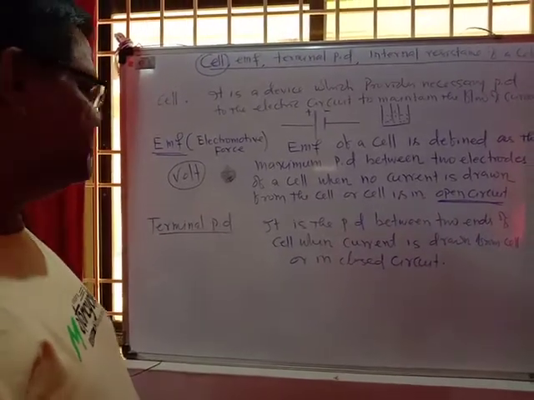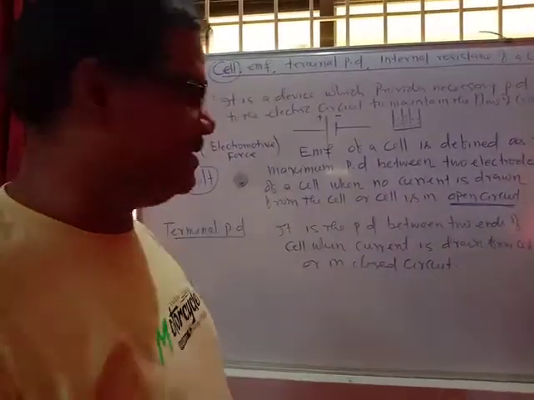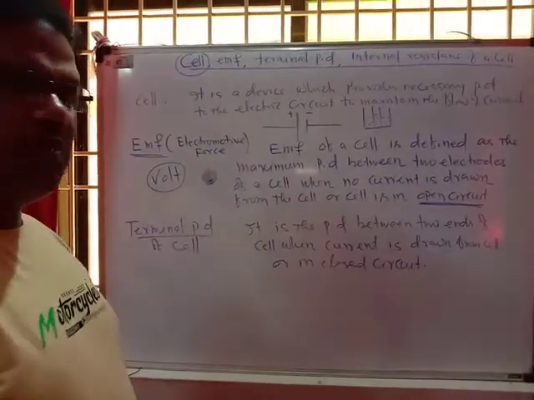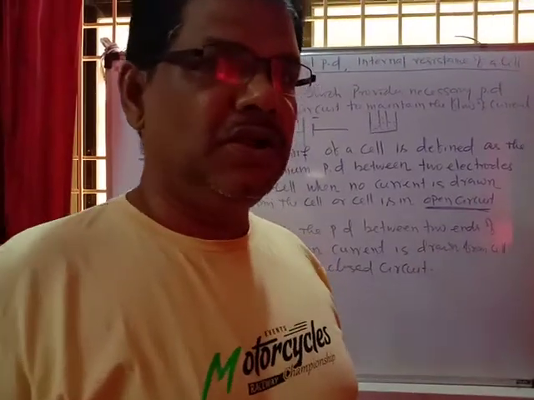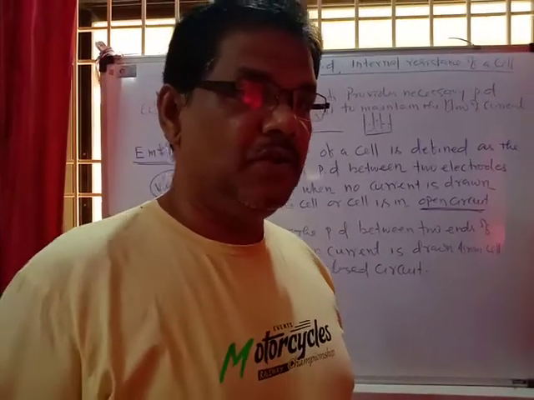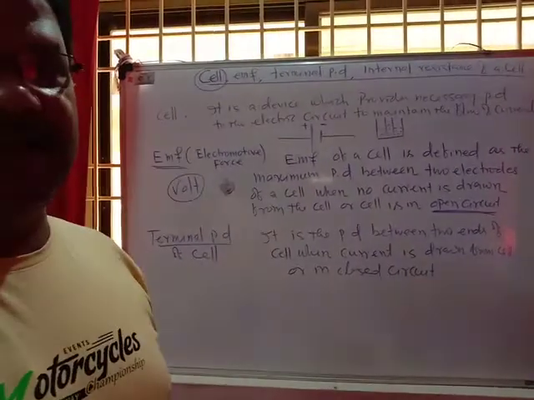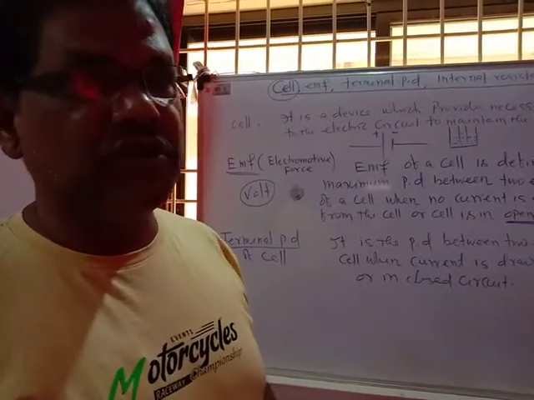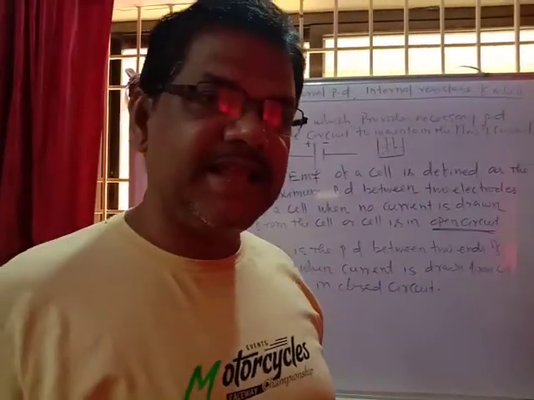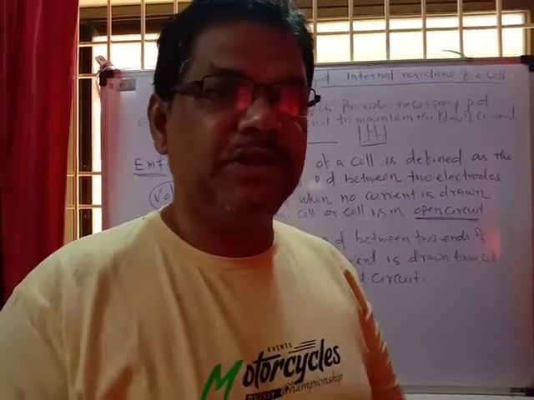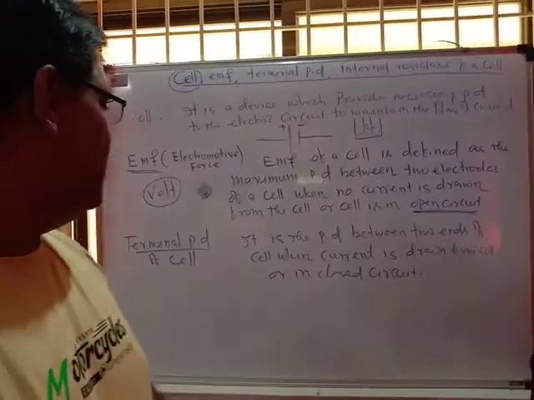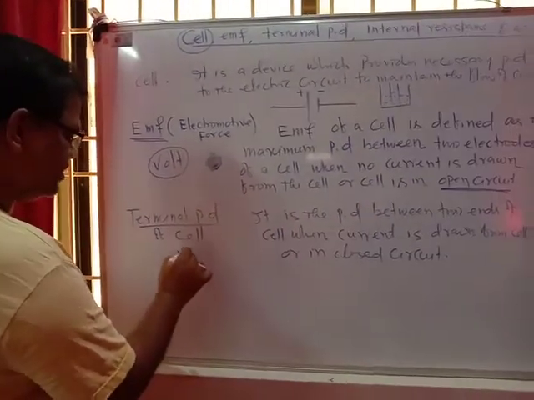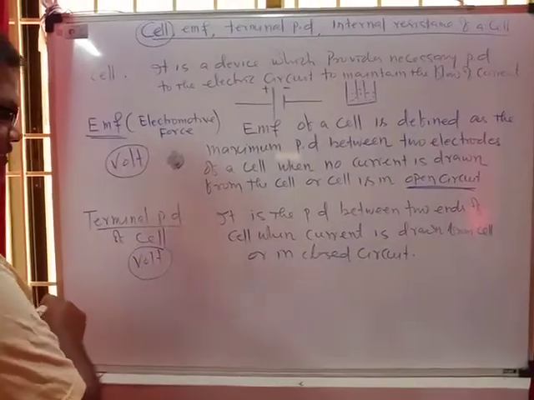Another is, what is the terminal PD of the cell? It is the potential difference between the two electrodes of the cell when current is drawn from the cell, that is, in a closed circuit. If the cell is connected to a closed circuit, current is drawn into the circuit. At the same time, the potential difference between the two ends of the cell is called the terminal PD. The unit of terminal PD is also volt.